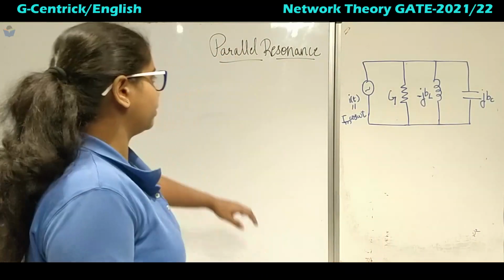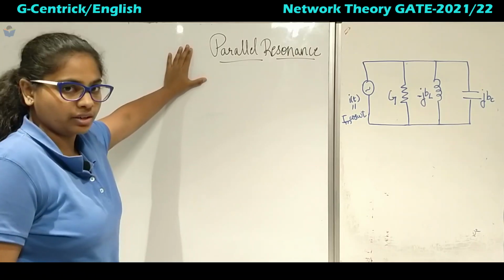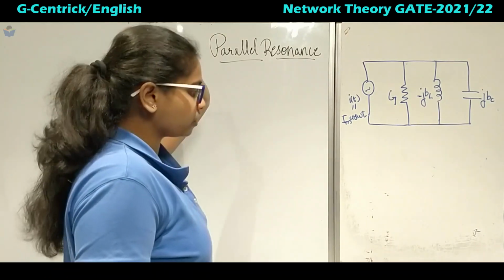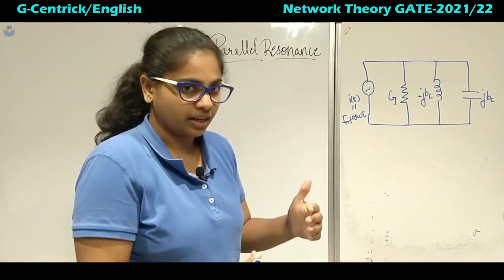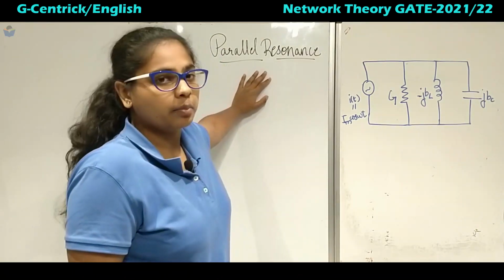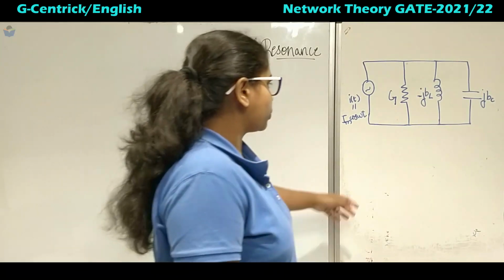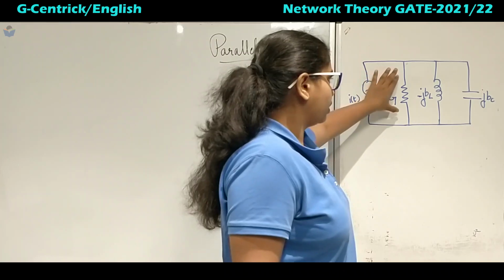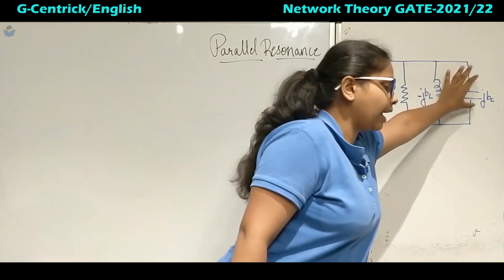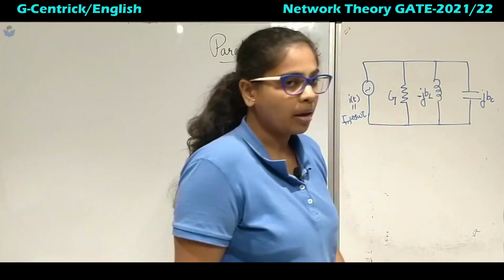So in this lecture we will see about the parallel resonance. In series resonance, whatever formula we have derived, it will be opposite in the parallel resonance. Now if you see here, we have a resistor, inductor and capacitor which are connected in parallel.